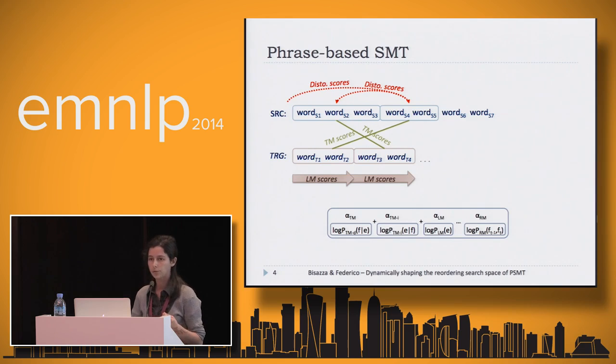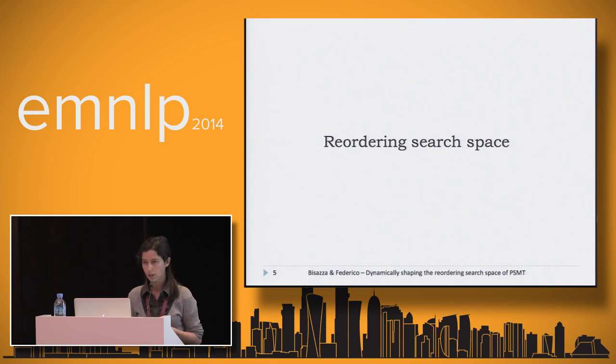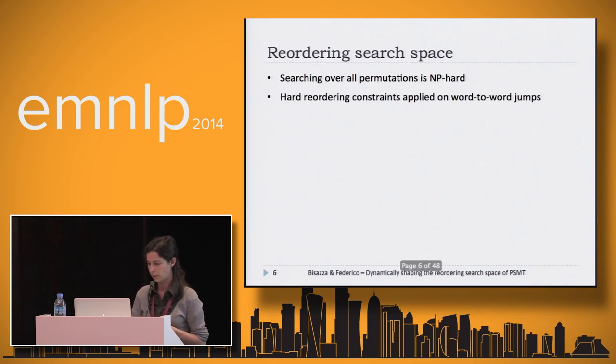So what's important to retain from here is that we are trying to explore a very large number of permutations during translation. And that's what I mean by the reordering search space. Let's see a bit more in detail how this works. Because searching over all permutations is known to be NP-hard, this huge space is never actually explored during decoding, but we apply hard reordering constraints on the distances between the words, and this defines the maximum jump that we can perform during decoding.